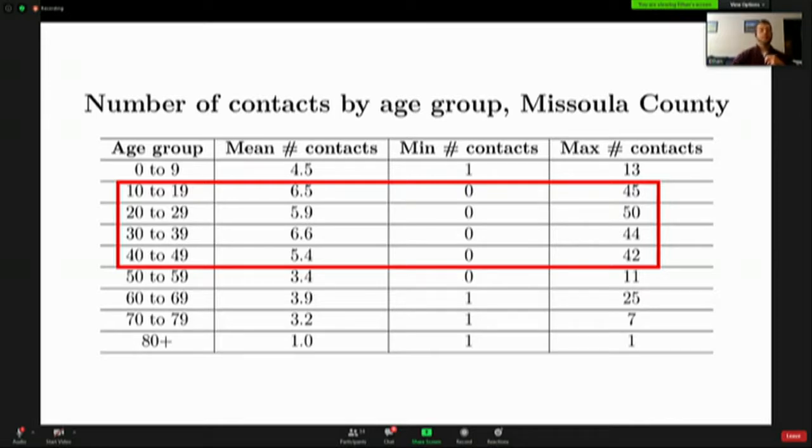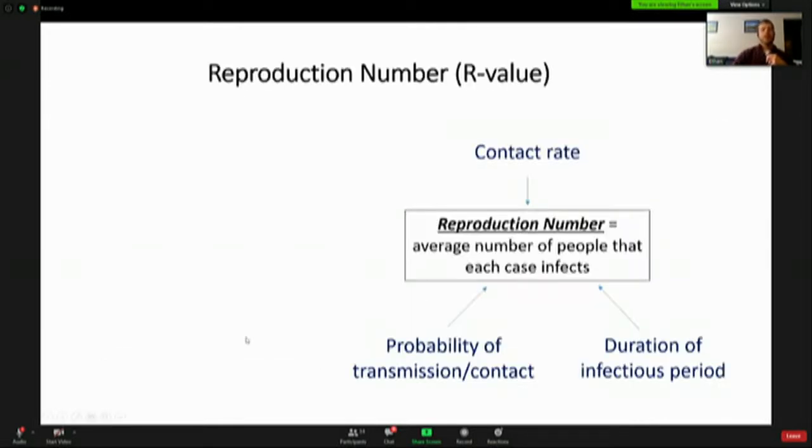Now, in the next few slides, we'll cover a specific measure of the spread of the outbreak called the reproduction number, sometimes called R number, R value, or simply R. Now, R is the average number of people who are infected by a known case of COVID. If R is greater than 1, the virus will continue to spread. If it's less than 1, the spread will slow.